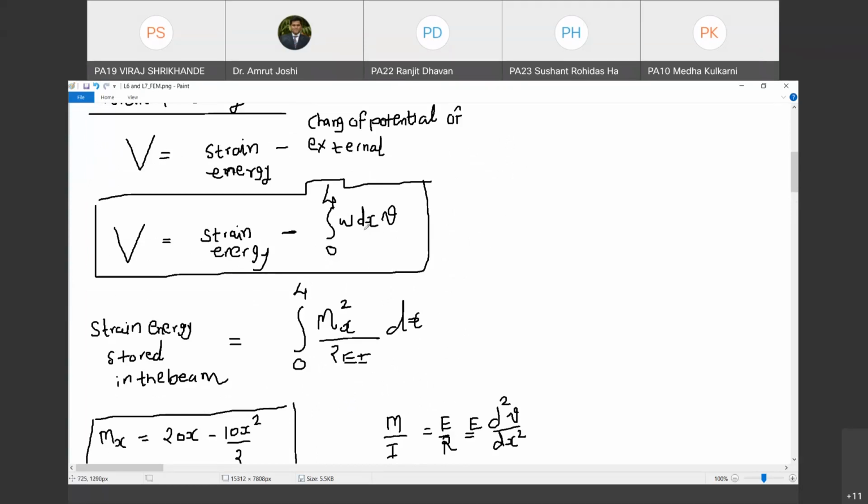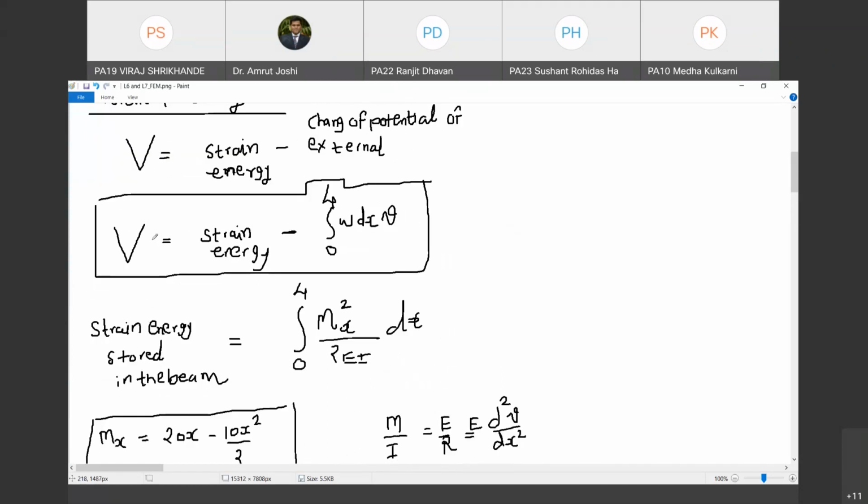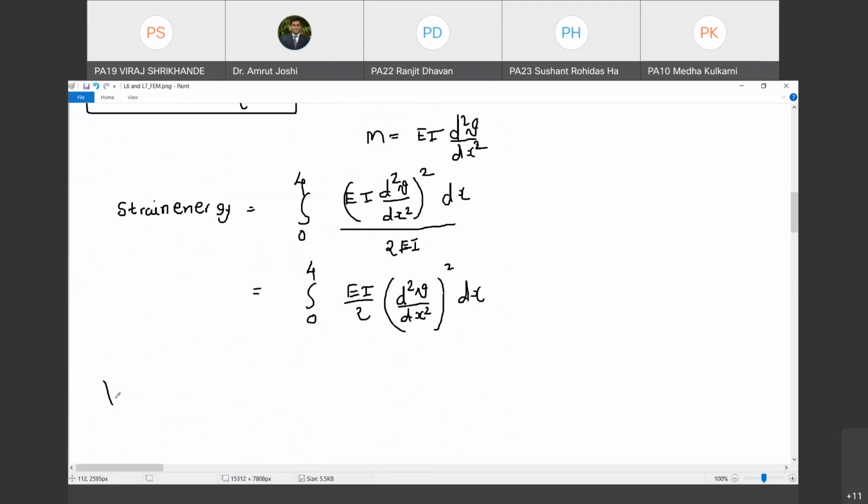Now look at the second term in this expression. It is already expressed in terms of V. The first term also we have expressed in terms of V. You have d²V upon dx² here. So the total potential energy, I can write it in this fashion.